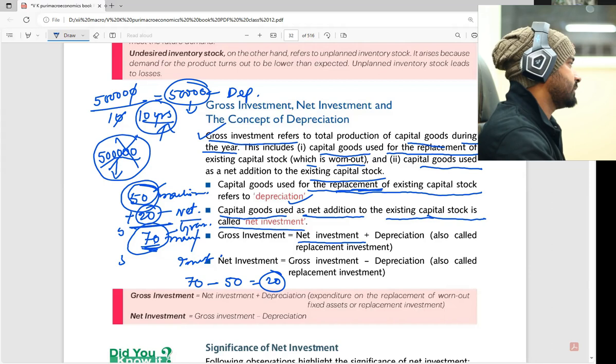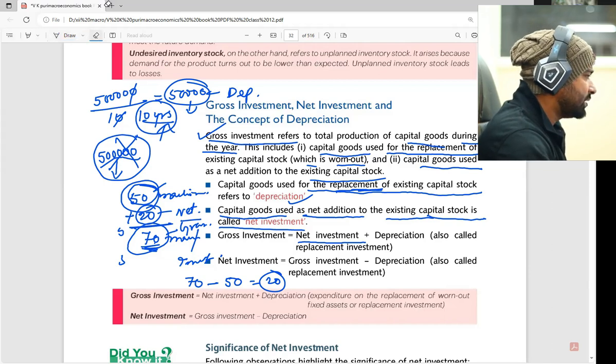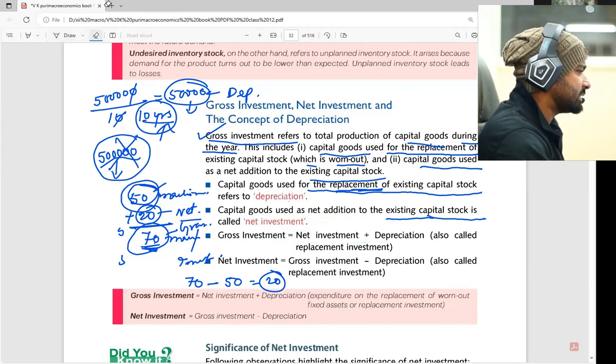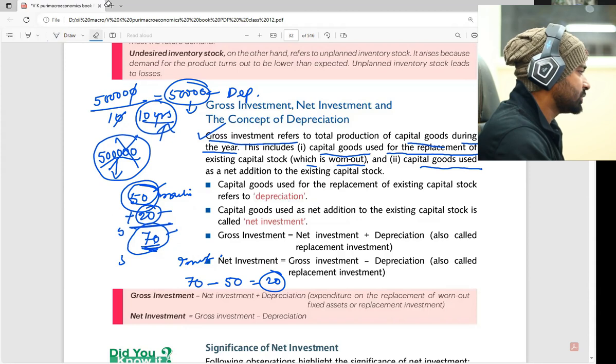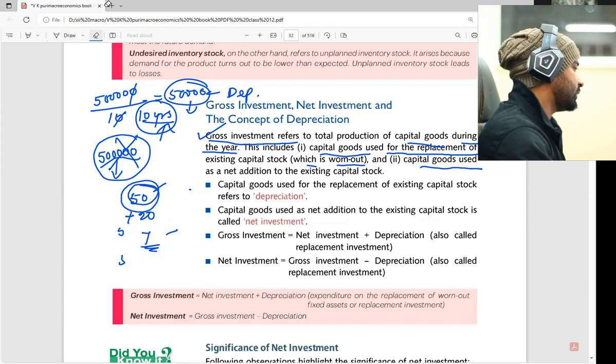So here it is a little bit different from the depreciation definition I have given you, because the depreciation definition we have will be used for calculating the national income. So you should remember these things. I hope it is clear. We are moving to the next topic.